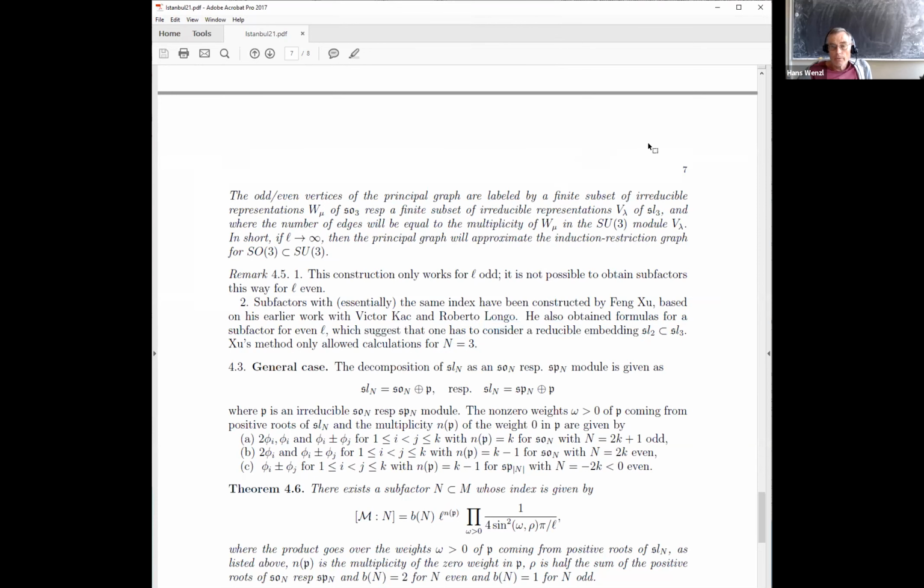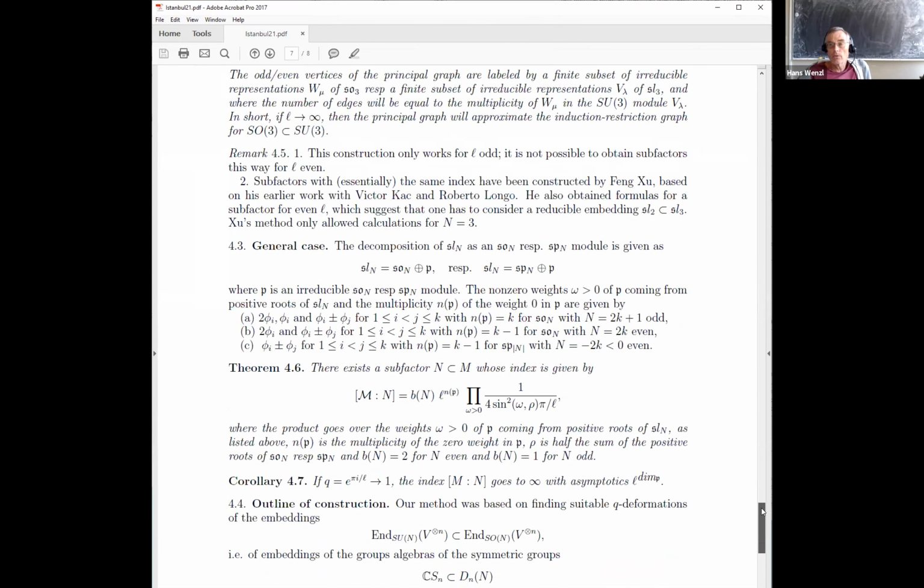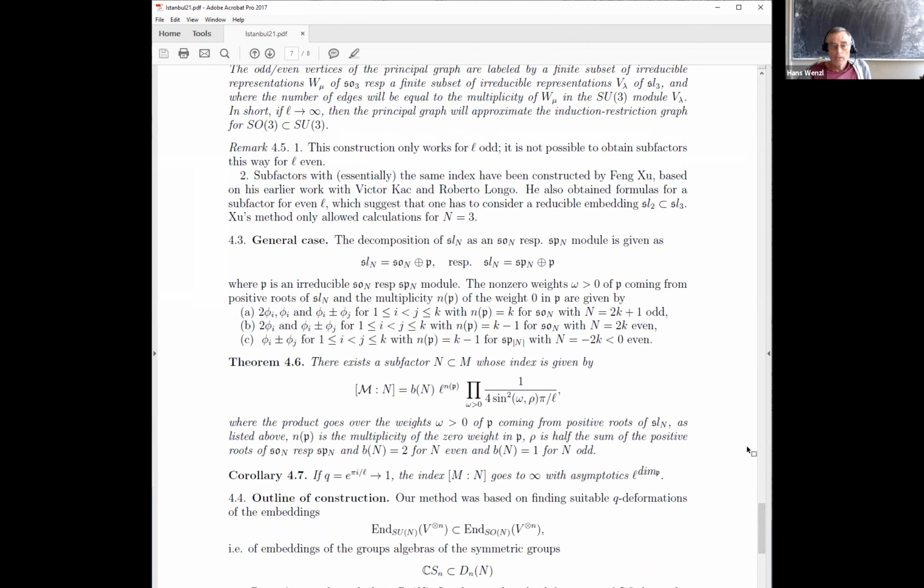So the advantage of the method which I used is that you can actually do calculations in general. And again, I don't think one needs to go through all the detail of what I wrote down here. The idea is fairly simple. You view SLN as an SON module. Let's just stick with SON, we don't need to do SPN. Then it is known that if you view SLN as an SON module, it decomposes into the direct sum of two irreducible representations, SON itself and a complement, which will again be irreducible.